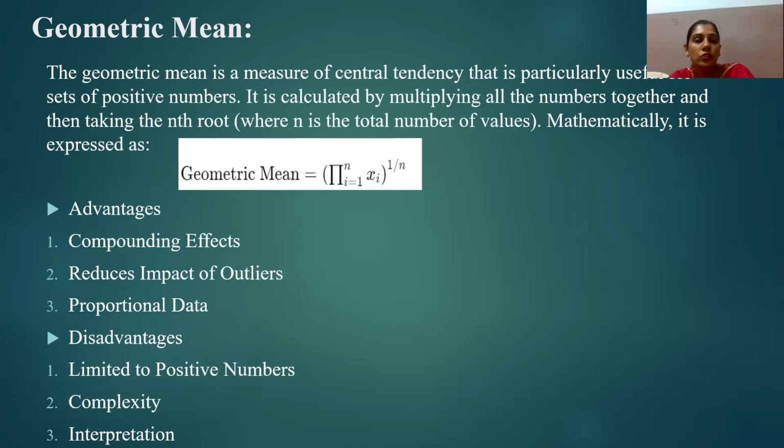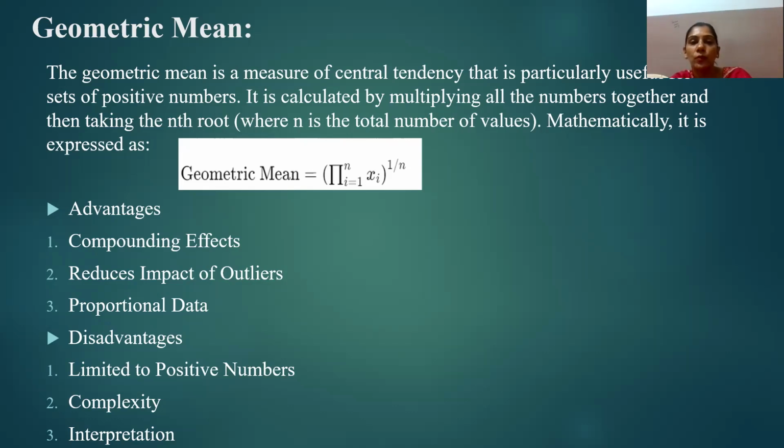Now first let's start with the geometric mean method. Geometric mean is a measure of central tendency that is particularly useful for a set of positive numbers. While calculating the geometric mean, it is calculated by multiplying all the numbers together and then taking the nth root of the value.